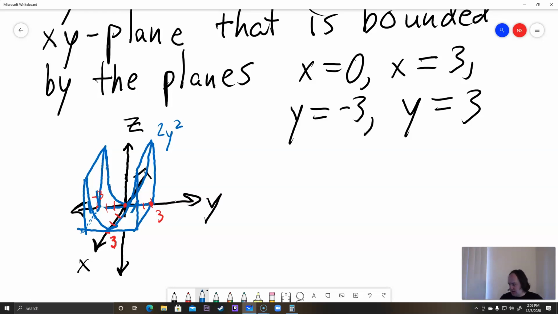Okay, actually that went better than I thought it was going to go. I was worried my drawing was going to be absolutely horrible. But instead it's just bad. It's not horrible, it's just bad.